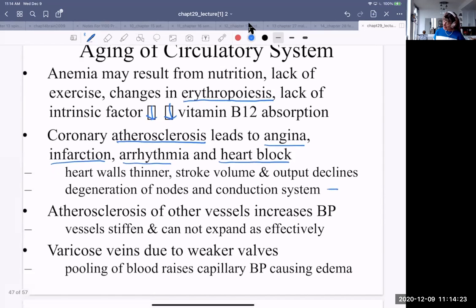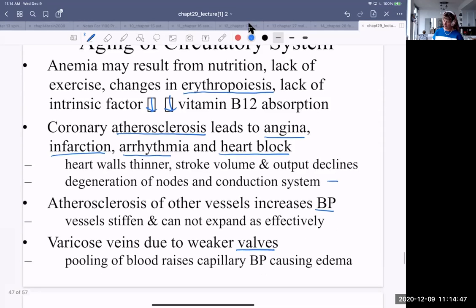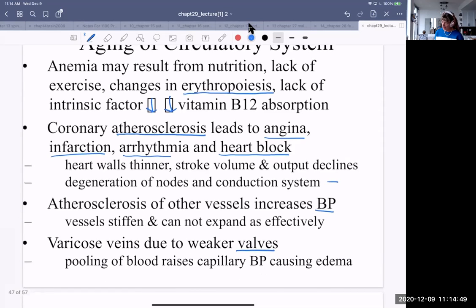Atherosclerosis of other vessels can increase blood pressure because the blood vessels get smaller, narrower due to the increase of plaque on the sides. They stiffen, they cannot expand as effectively. And varicose veins occur due to weaker valves. So the one-way valves of the veins that allow for blood to be shunted back to the heart from the body may get weak, and therefore blood pools in capillaries.